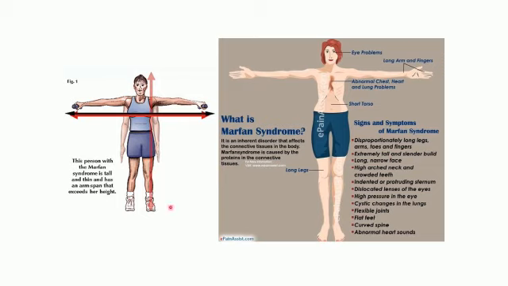So the person with Marfan syndrome is tall and thin and has an arm span. This is known as arm span, which exceeds the height of the individual. So these are some of the very interesting features of Marfan syndrome.